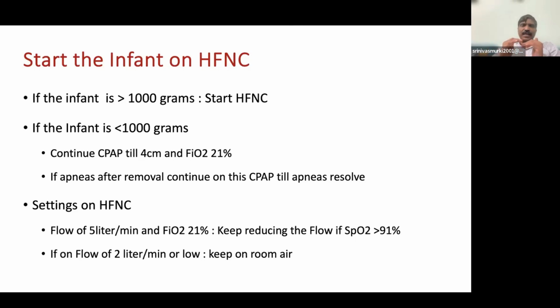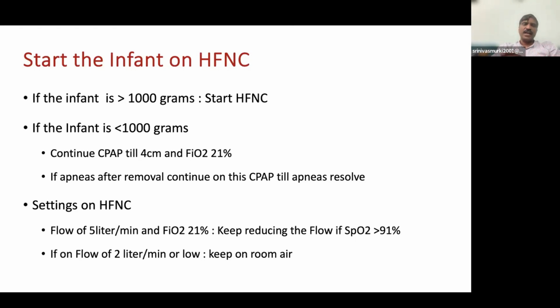And subsequently, sorry, if there are retractions, keep increasing the flow. If retractions are not there and saturations are low, keep increasing FiO2. So you can use a maximum of 30-40% FiO2 and a flow of 7 or 8 liters on the HFNC. But when you're coming down, come down on the FiO2 to as low as 21% and flows to 5, 4, 3, 2.